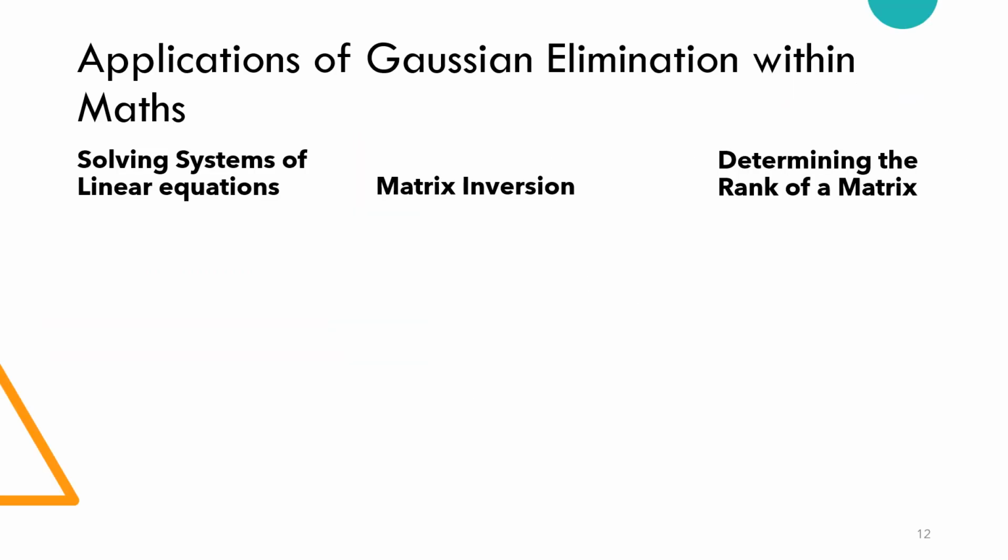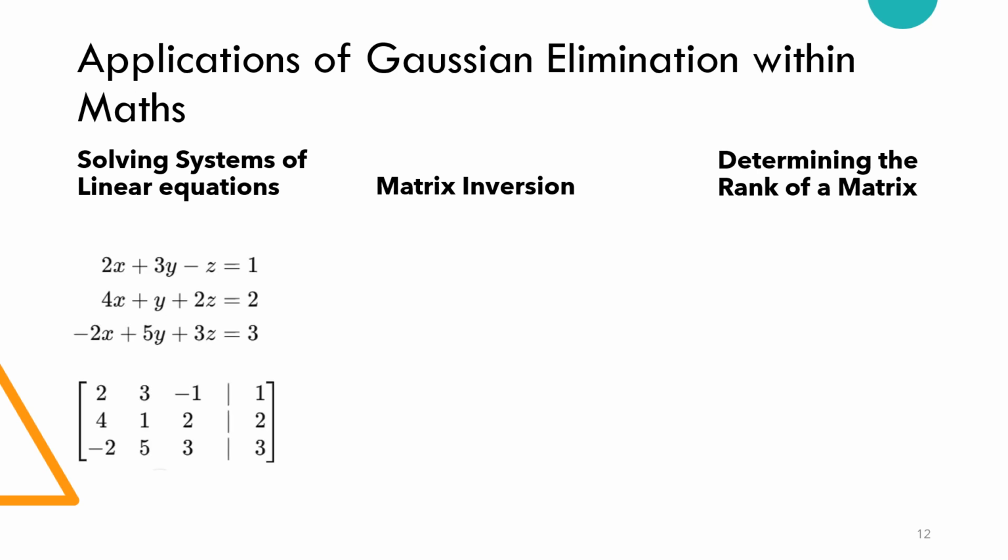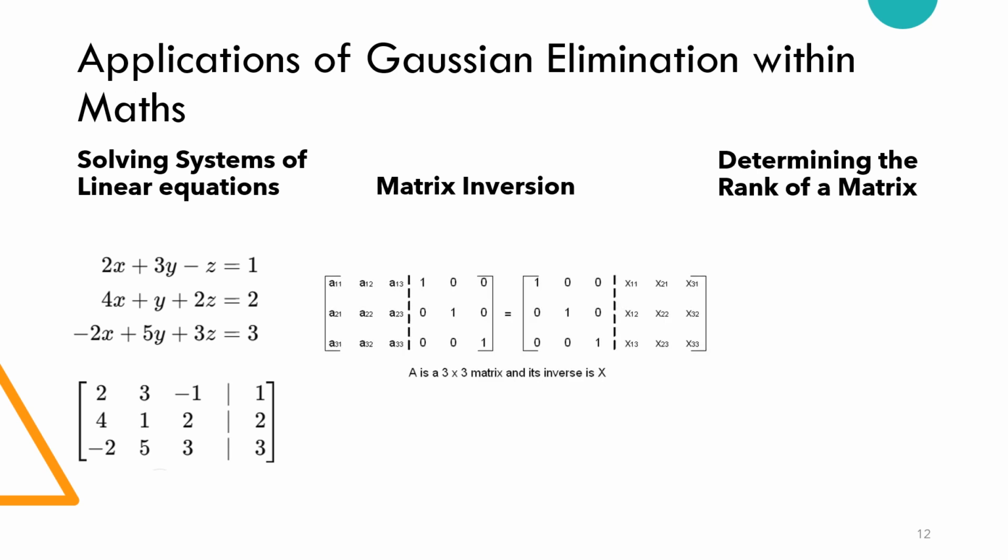There are also applications of Gaussian elimination within maths, such as solving systems of linear equations, which was seen on the previous slide, and is helpful for large systems. For matrix inversion, Gaussian elimination is used to find the inverse by using an identity matrix and converting the original matrix into an identity, leaving the once identity as the inverse. And to determine the rank, where the rank is the number of linearly independent rows or columns in a matrix when it is in REF form.